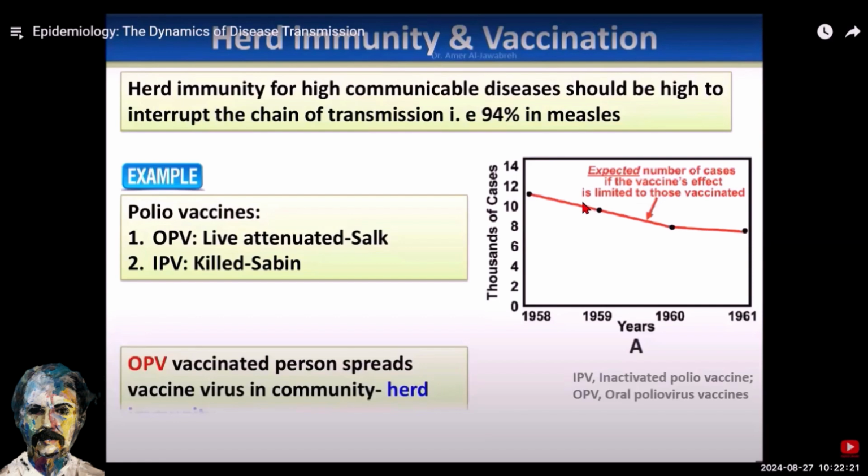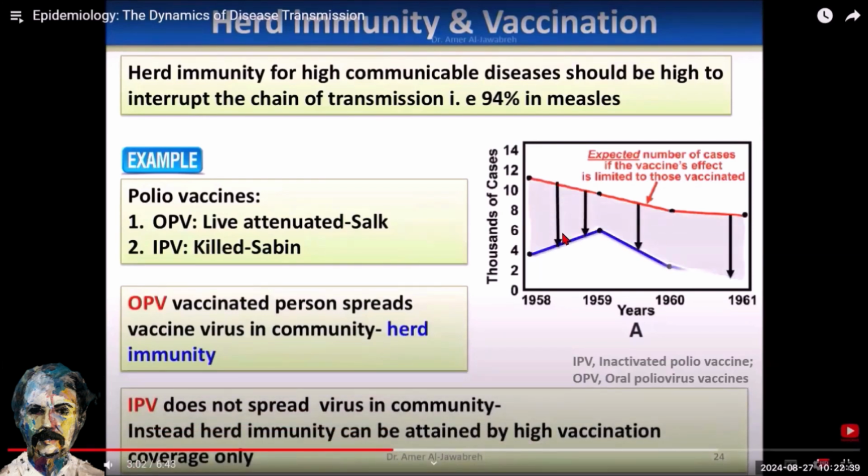That's the expected number. But because they had high vaccination coverage in the community and herd immunity was there, the real number was not 12,000, but 4. The real number here was not 10,000, but 2. Why? Because high coverage rate caused herd immunity. So this is the idea. They expected 12,000, but in fact they found 4. Here in 1961, they expected, let's say, 8,000 or 10,000. They only found around 2 or less. Why? Because there is a high coverage rate of vaccination.